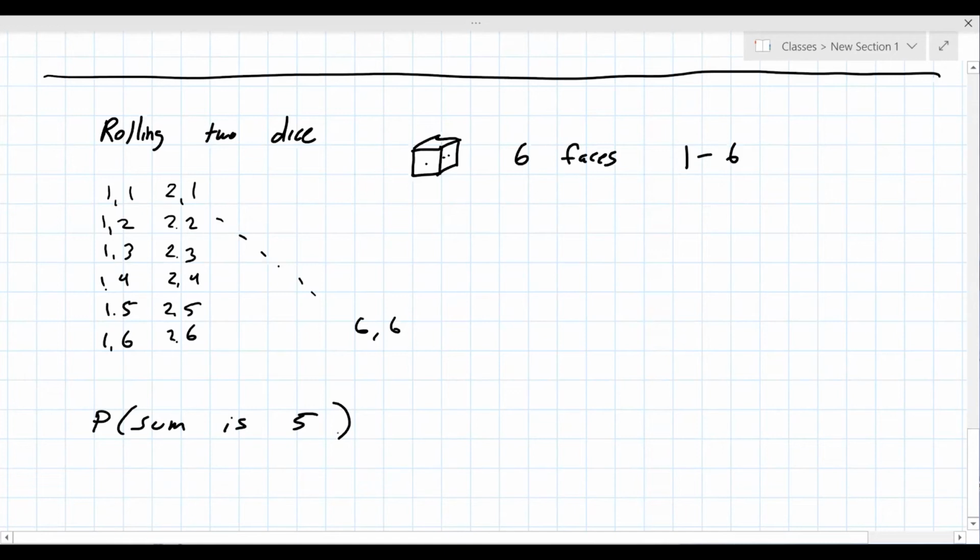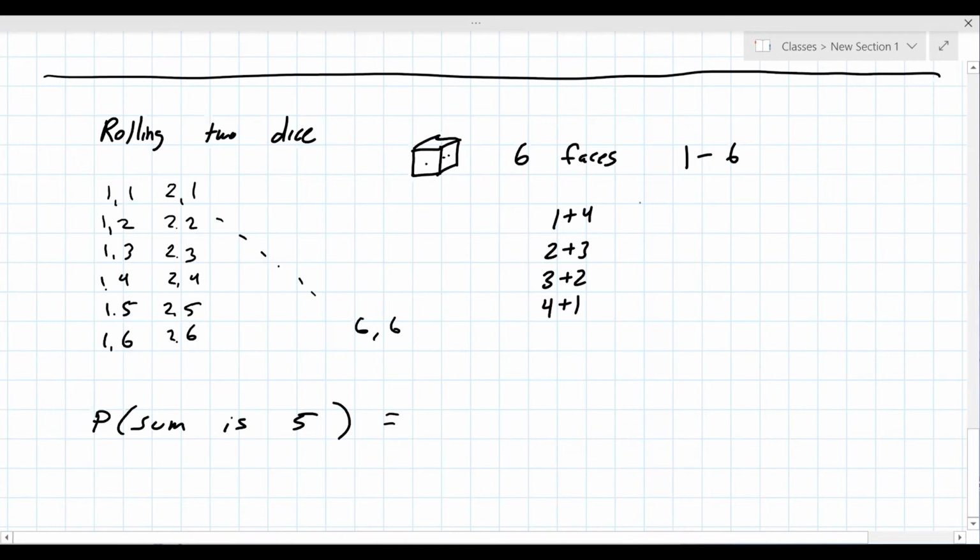Okay, well, how do we get a 5? Well, there is no 0, so it has to be a 1 and something else, or 2 and something else, or 3 and something else, and so on. So we can look for these possibilities. We know that a sum of 5 is 1 plus 4, 2 plus 3, 3 plus 2, 4 plus 1.